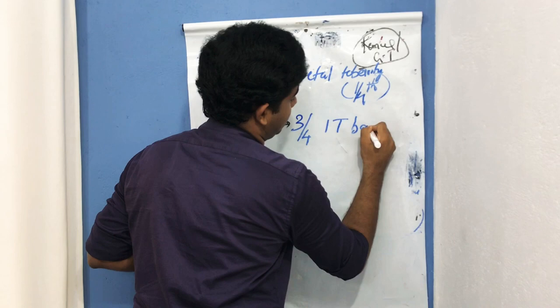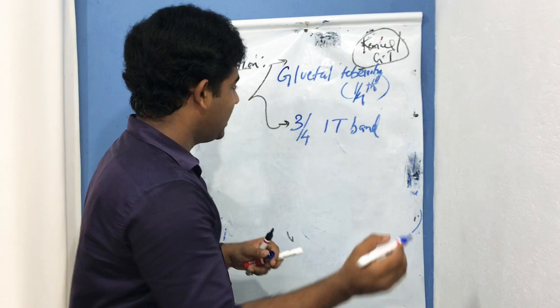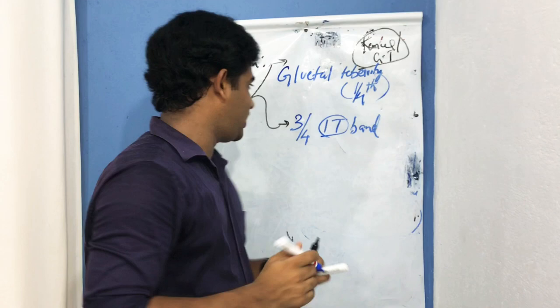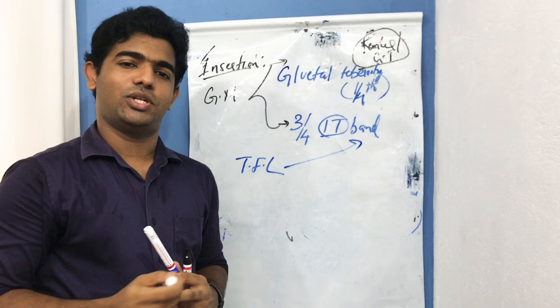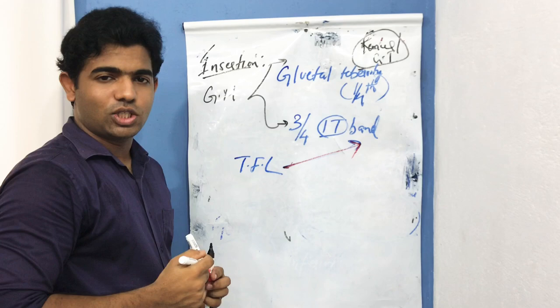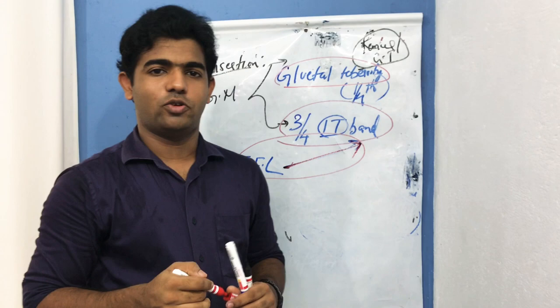IT, iliotibial band. Okay? IT band. In fact, in the IT band, you have the tensor fascia latae muscle insertion. So, the tensor fascia latae muscle, TFL, which is originating from the outer lip of the iliac crest, is also inserted into the IT band. So, two muscles are inserted into the IT band. This is also not a tough task because you can remember this one. So, the gluteus maximus is inserted into the gluteal tuberosity, with 3/4 part in the IT band, and TFL is also inserted into the IT band. So, we studied two muscles, right?